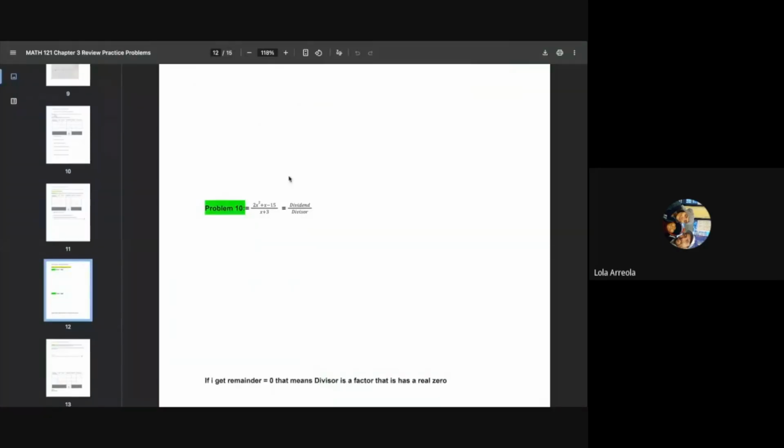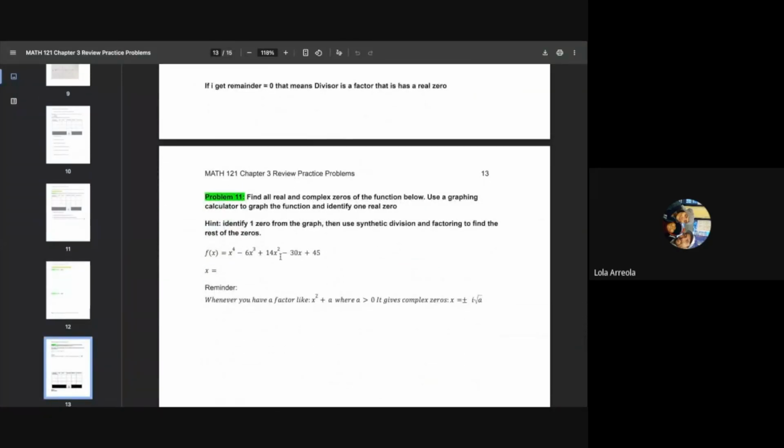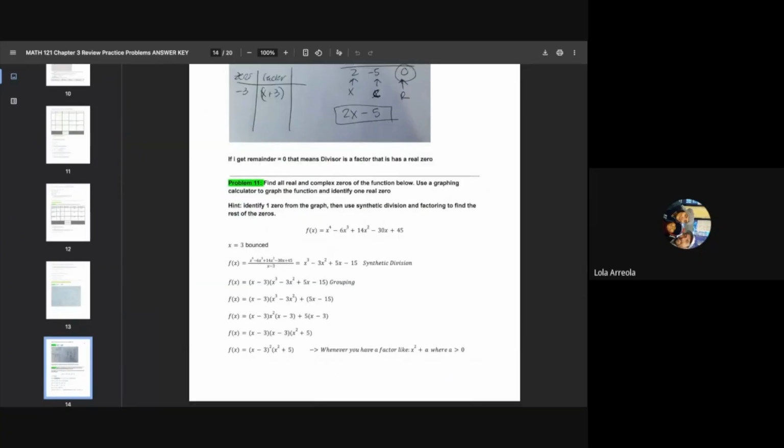So now let's look at problem number 11. Let's look at the answer key. Find all real and complex zeros of the function using a graphing calculator to graph the function and identify one real zero. So I'm going to read that again. Use a graphing calculator to graph the function and identify one real zero. If we're able to identify a real zero, then what we have is a factor.